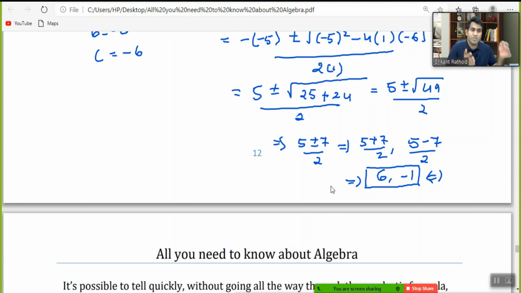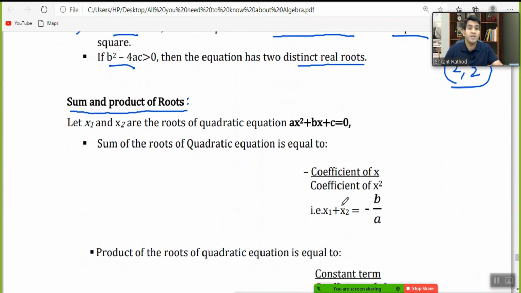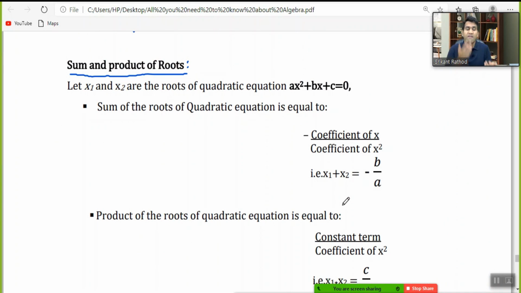But this is the long process. If they are asking only for the sum of the roots and the product of the roots, and they are not interested in what those roots are, then instead of solving, finding the roots, and then adding or multiplying them, we can follow a formula which directly gives you the sum and the product of the roots. Here the formula is: if the question is asking about the sum of the roots of a quadratic equation, we just need to do negative coefficient of x divided by coefficient of x square.